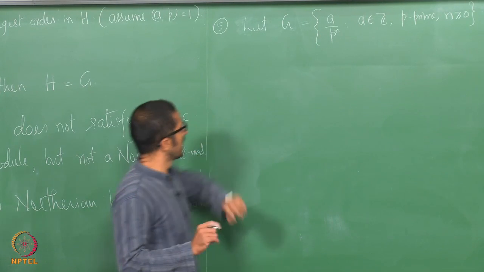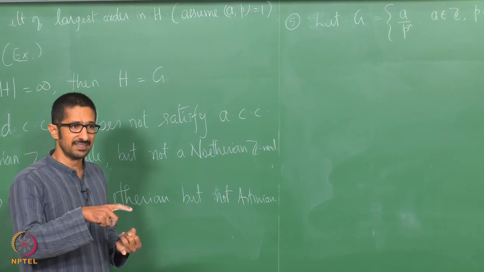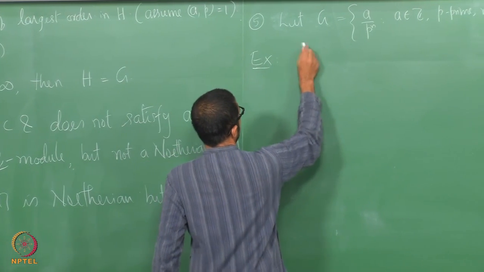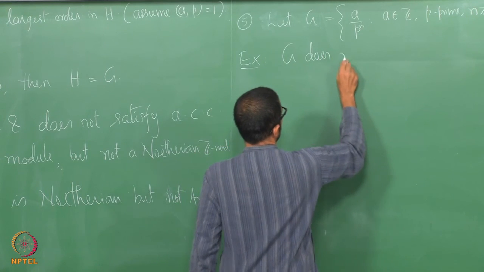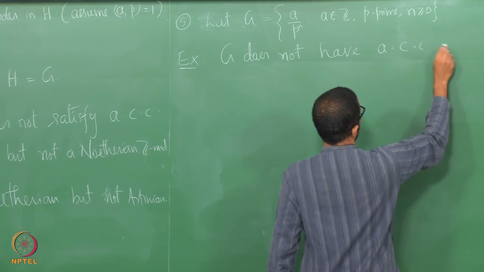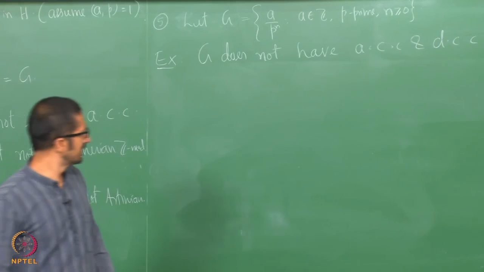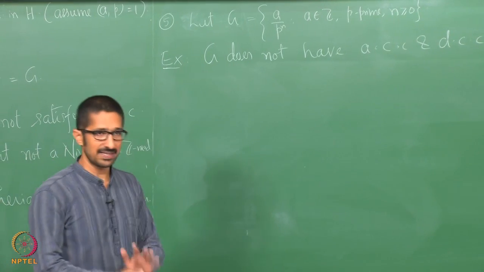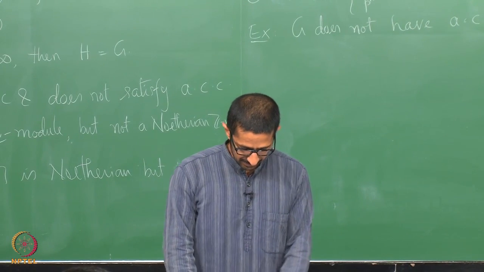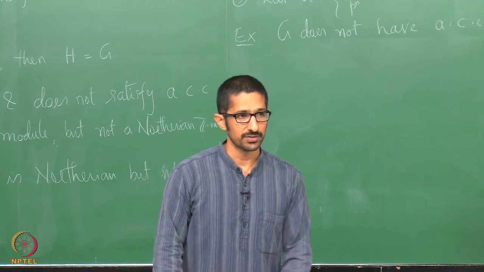only some integer divided by power of prime. Okay. Now, G cannot satisfy. So, let me write this as an exercise. As a Z module, G does not have ACC as well as DCC. Okay. We will prove more about Noetherian and Artinian modules later.